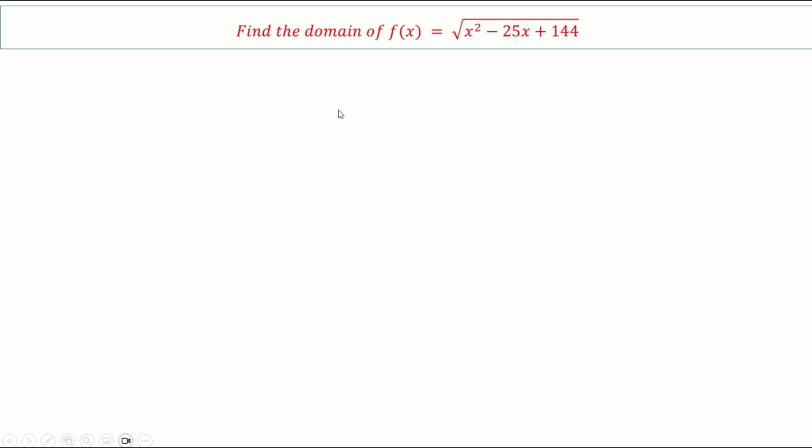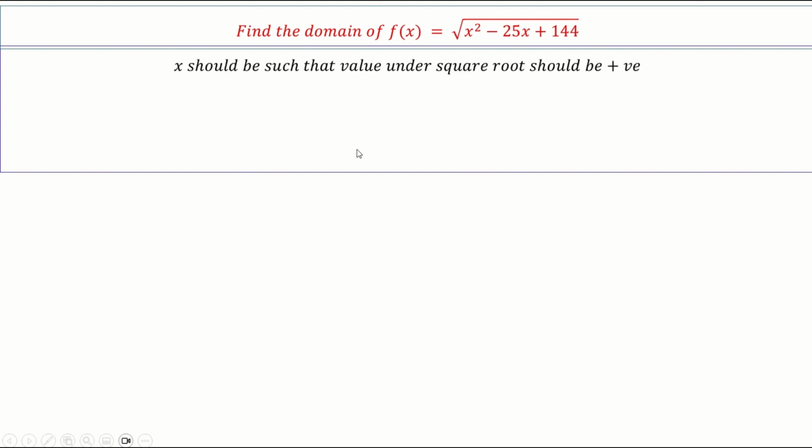These are all the JEE problems which we are going to solve. Very interesting problems. Let's start from easy ones first. Find the domain of f of x equals square root of x square minus 25x plus 144. We are asking for the domain. x should be such that the value under the square root should be positive always. So x square minus 25x plus 144 is greater than or equal to 0. Equal to also should be there.